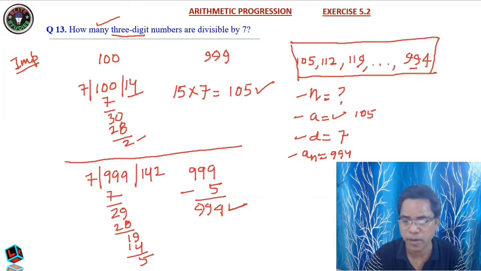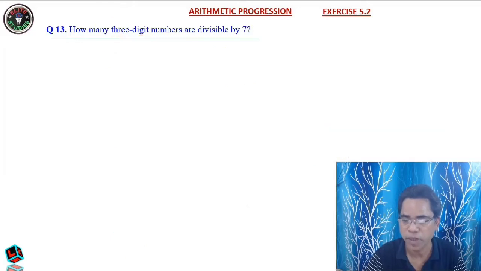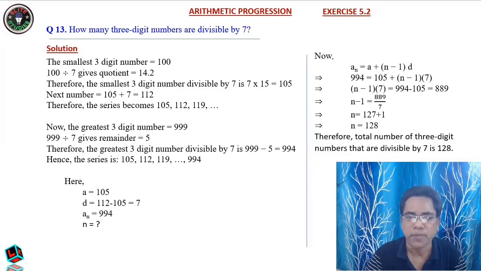Okay, now let us see the solution. As I told you, the smallest 3 digit number is 100. So 100 is not divisible; if you divide it, you get 14.2. So the very next number is 15 times 7, so you got 105. So 105 is the least 3 digit number which is divisible by 7.